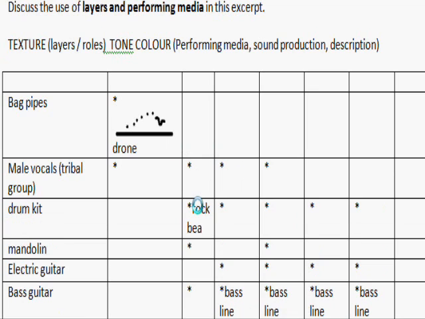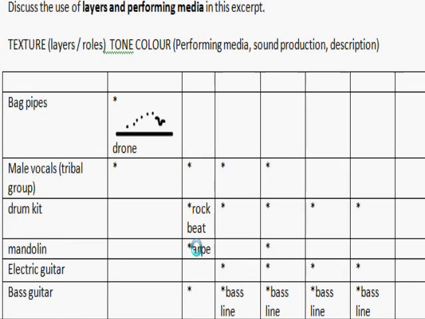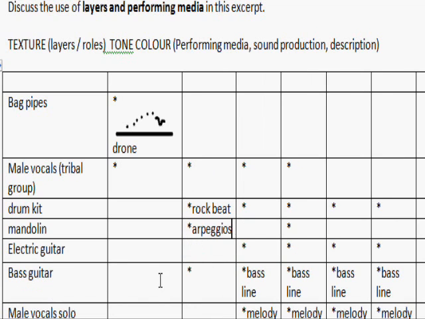Drum kit, playing a standard rock beat. Mandolin playing arpeggios. And I've noticed there that the electric guitar is actually playing in that second section. That's easily fixed now, but if I stuff that section before, it's going to really mess things up.